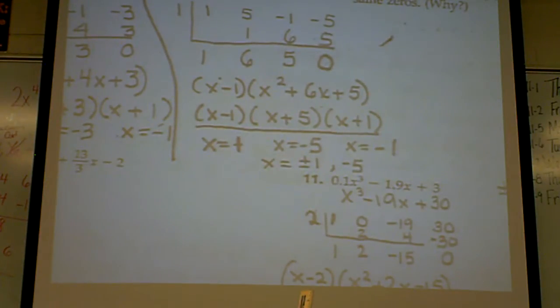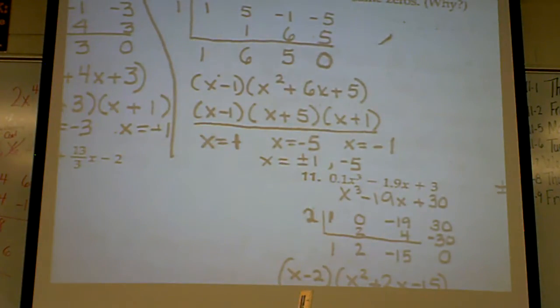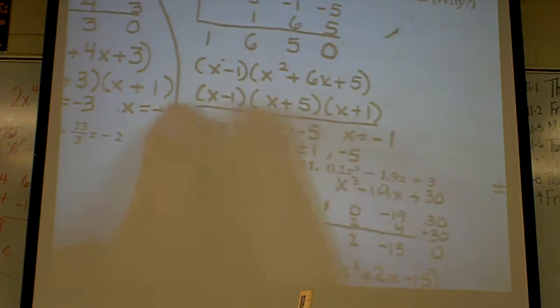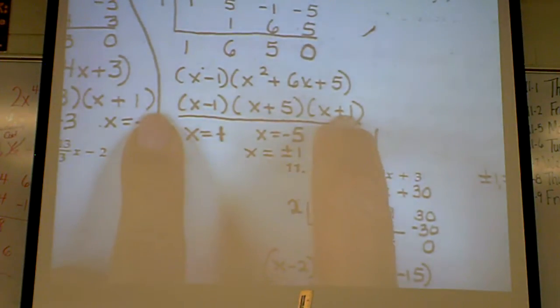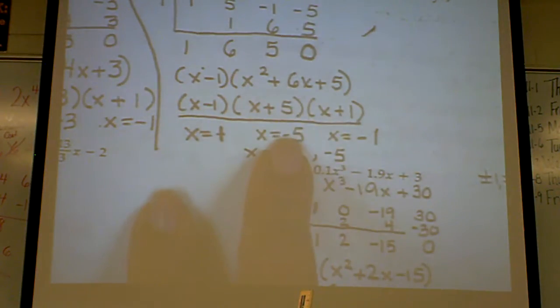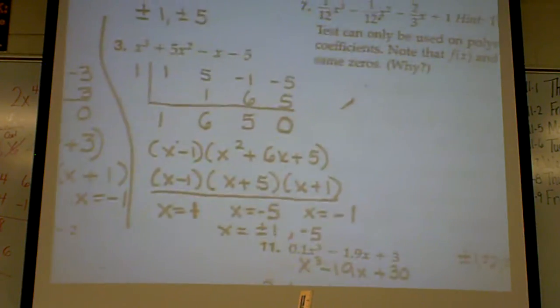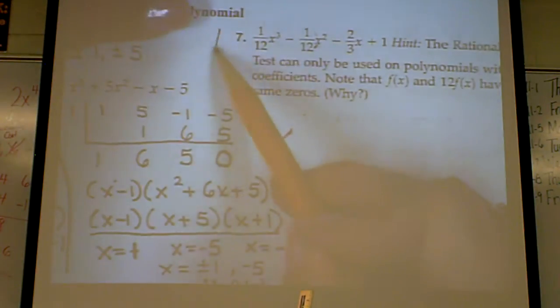If it says factor it completely, that's this answer. Alright. You have to read the question. But a lot of times people will write this as an answer, and I can give you partial credit, but I don't know if you know that 1 is the 0 and negative 5 and negative 1. That's where it's difficult for me to check that one. So let's just find out your rational zeros and break it down.